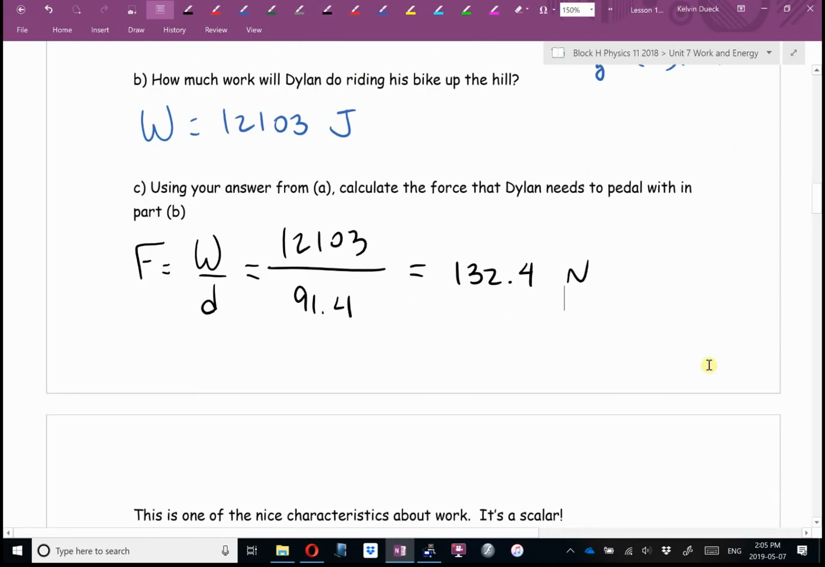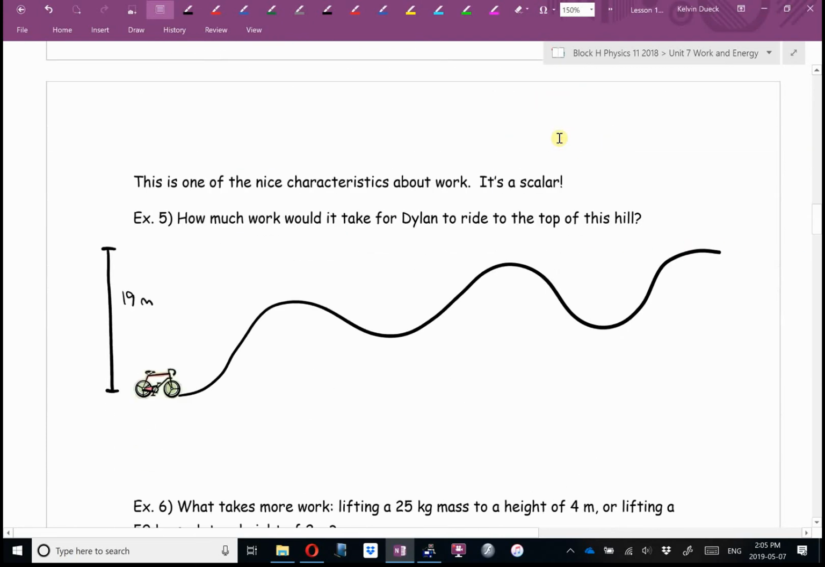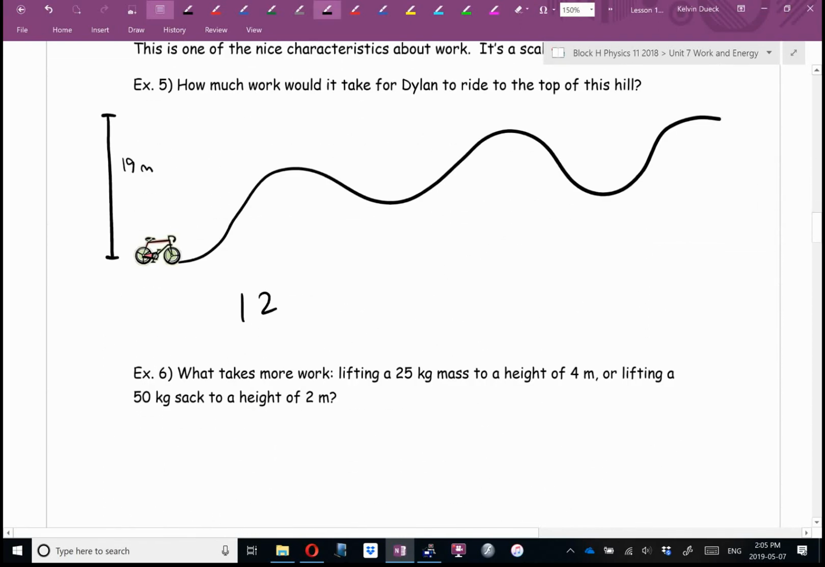What was the height here? What's the height here? 12,103 joules. The beauty of work being a scalar, it doesn't care about the path you use to get there. All it cares about is what's the direction of the force that you were doing work against, vertical. Well, then give me the vertical distance and shut up.